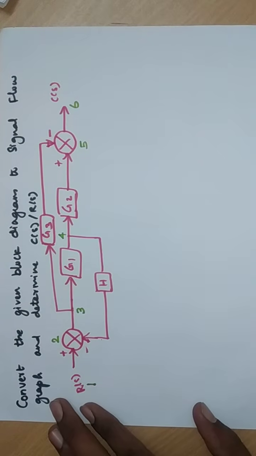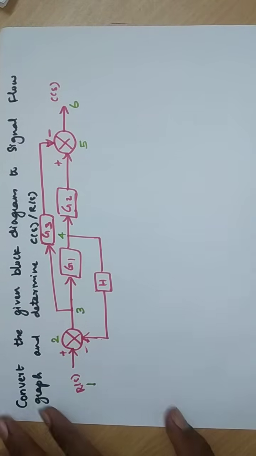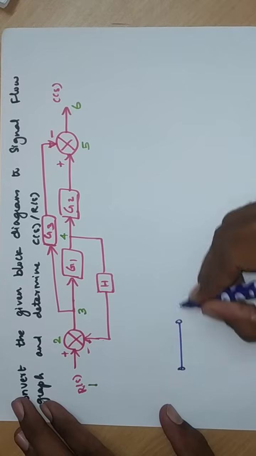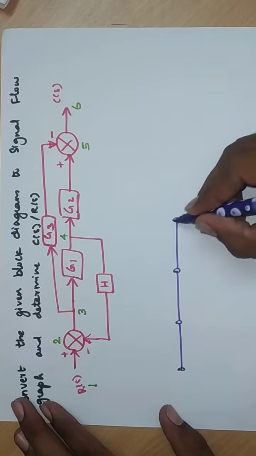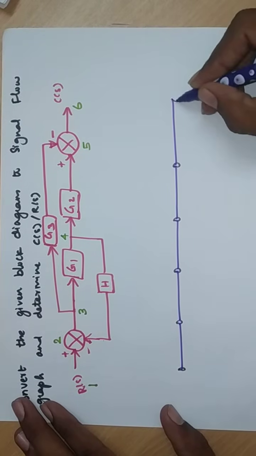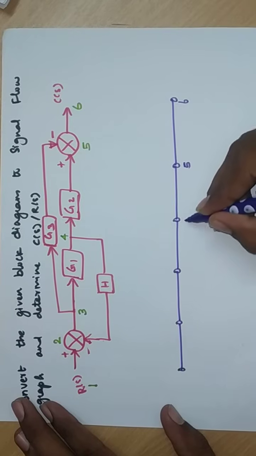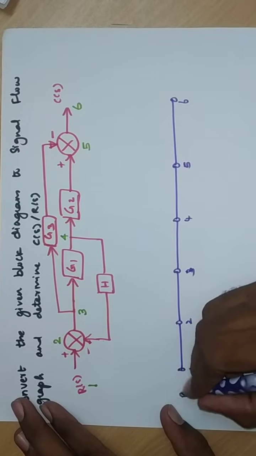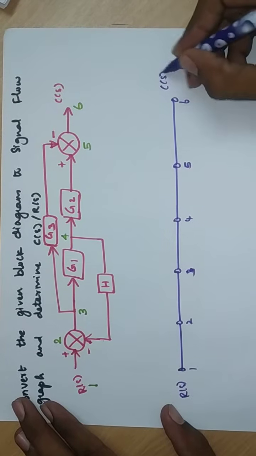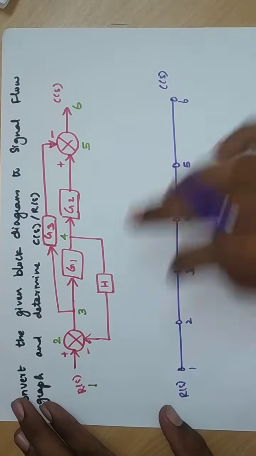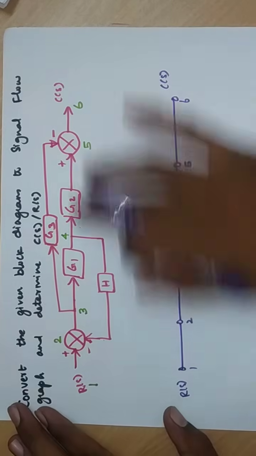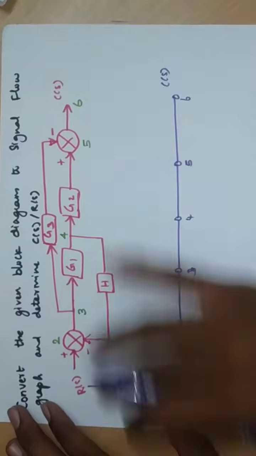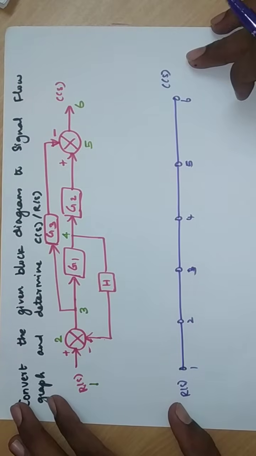So while converting this block diagram into signal flow graph, I will have 1, 2, 3, 4, 5 and 6 nodes. This is the input node and this is the output node. So what you have to do is just number the input, output, branch points and summer points. That's it. And then draw those particular nodes.